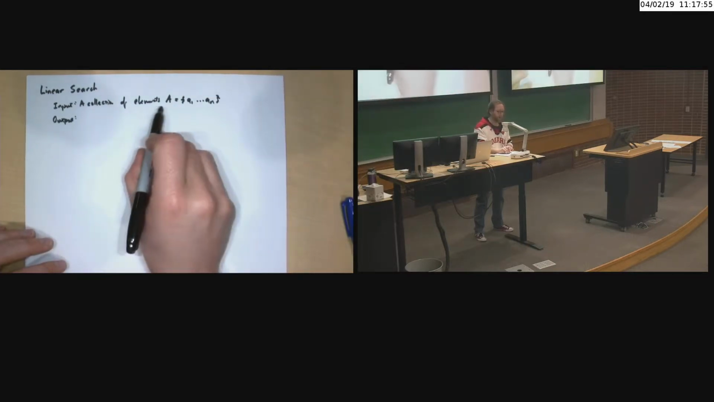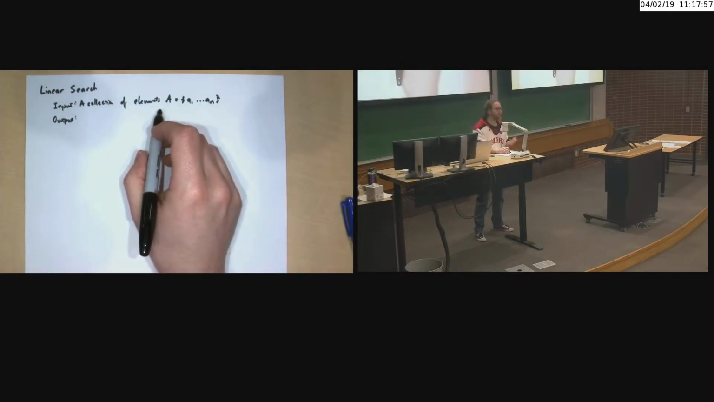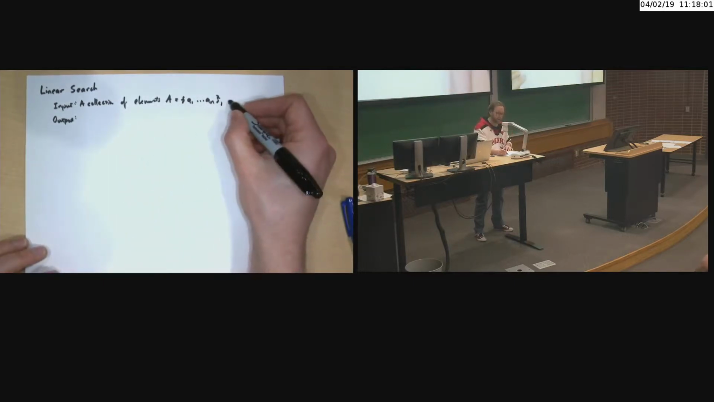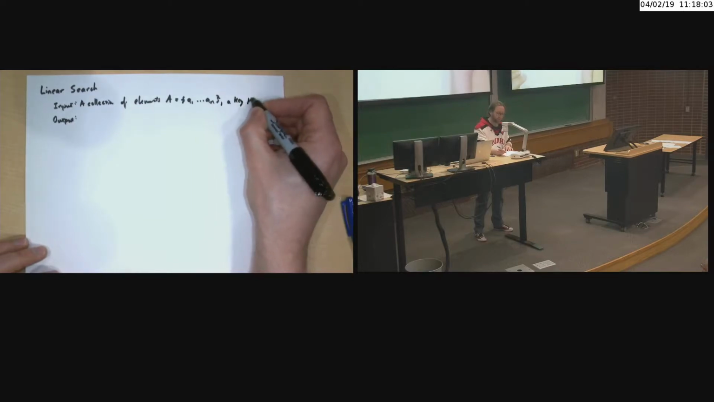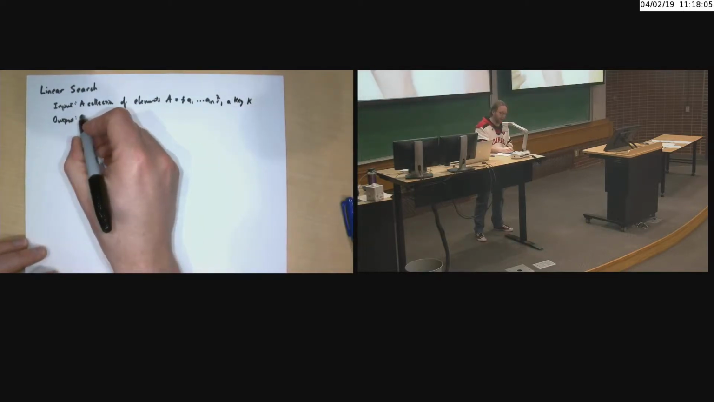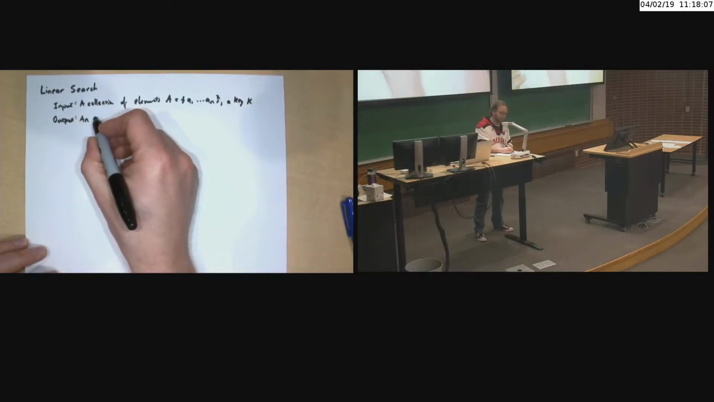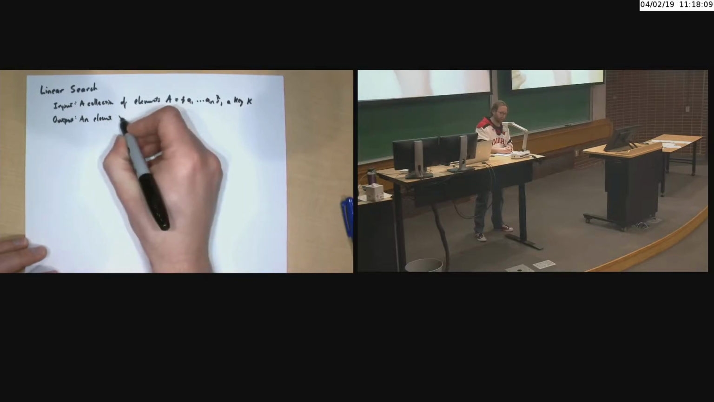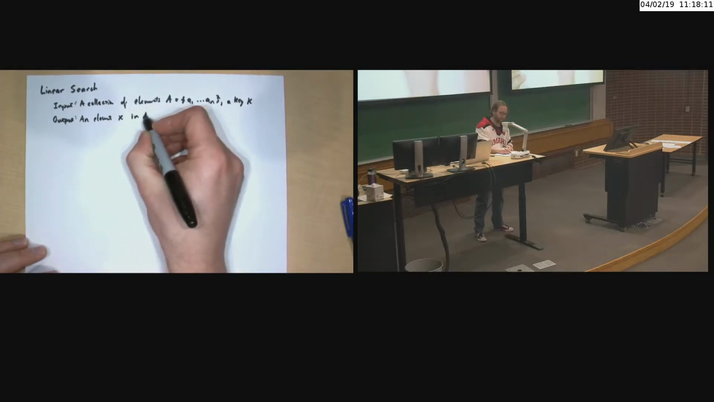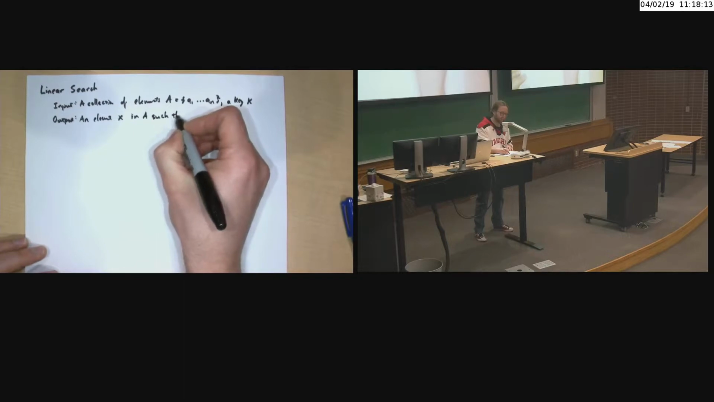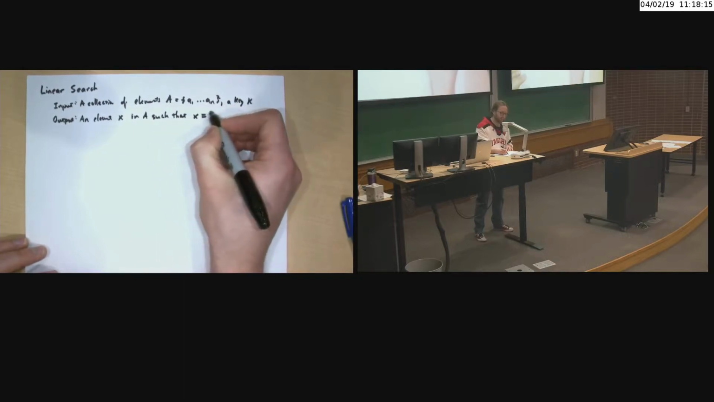Again, a collection of elements. Did I specify that it was integers? No. Did I specify that it was doubles? No. But I do need a key K. And we'll output an element X in A such that X is equal to K.